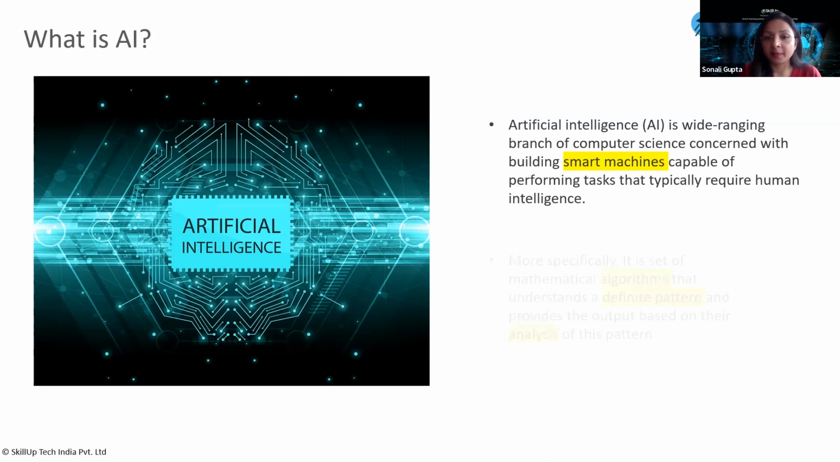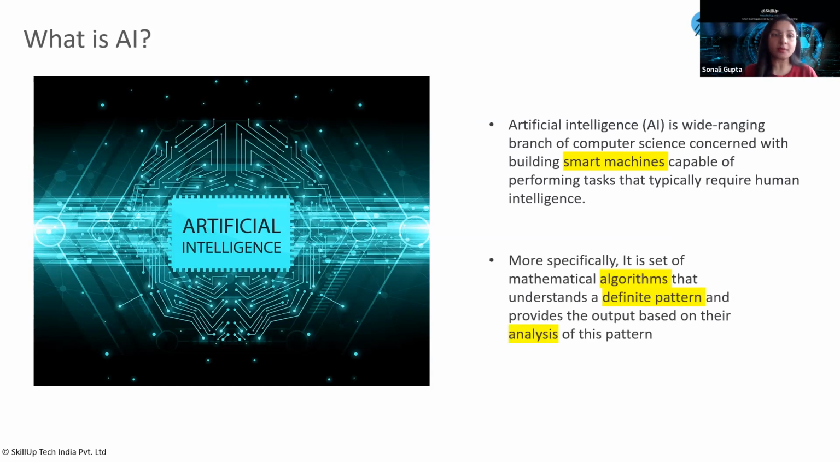Absolutely, yes. And more specifically, what happens when we talk about artificial intelligence? It is mathematical algorithms. It's a group of algorithms that we put forward, which have a definite pattern and provide the output based on the analysis of this pattern. As you move ahead in learning AI and machine learning, you will come to understand that a lot of algorithms are based on the data that has been provided, and every algorithm has a definite pattern. That is how we make these AI tools work.